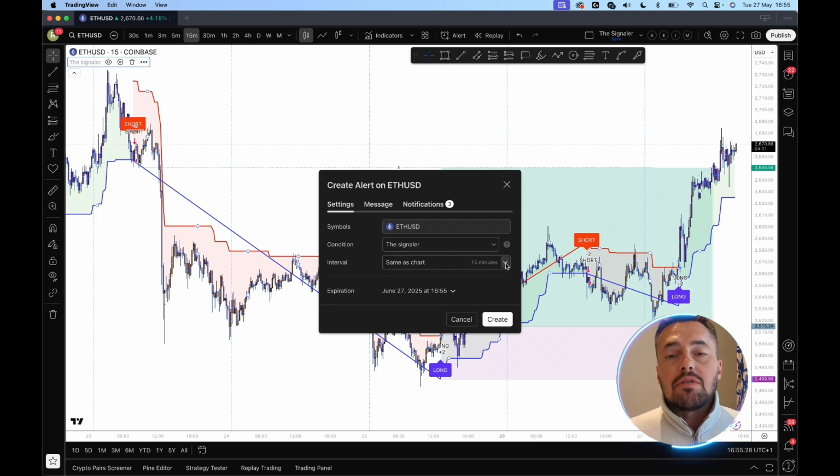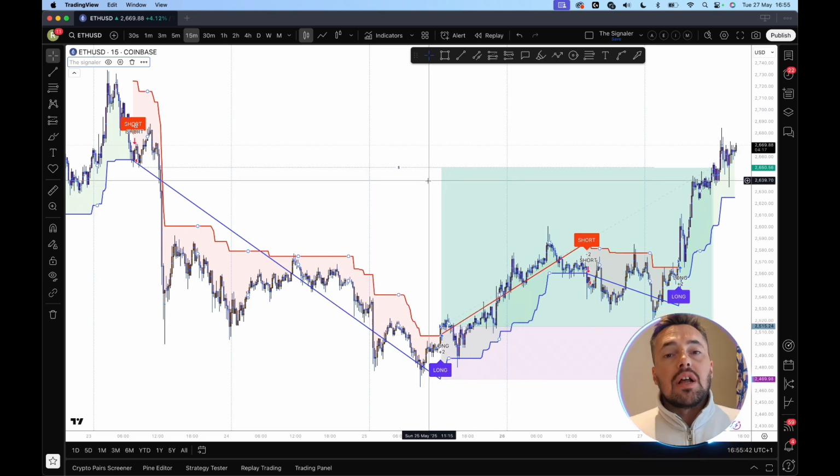Now for cryptocurrency, I like to use a 15-minute time frame as it's a nice time frame to get good spreads, to get, you know, realistic daily weekend moves, and all you have to do is click create and all of a sudden you've got the alerts that come through onto your phone, onto your iPad, onto your desktop, and you can have it sent to your email so you don't have to miss any trades here.